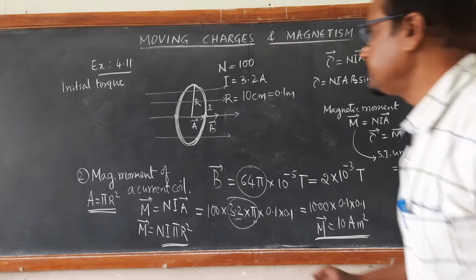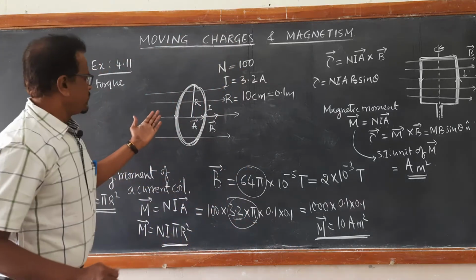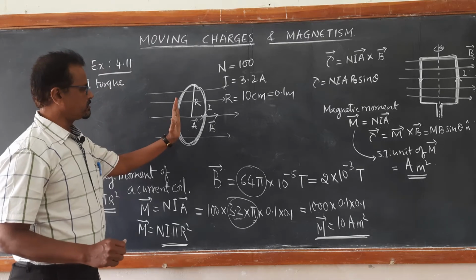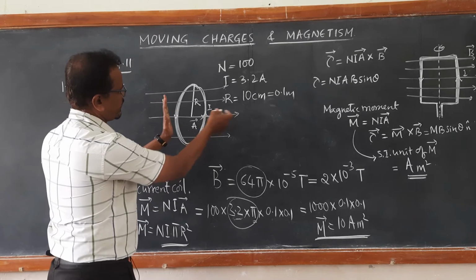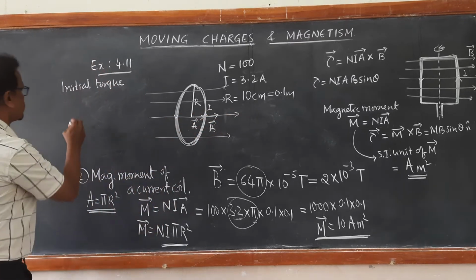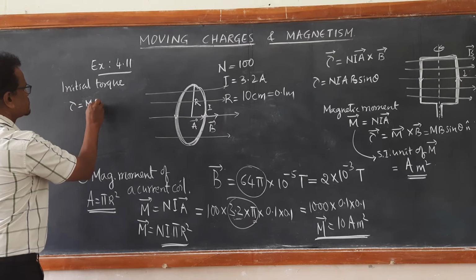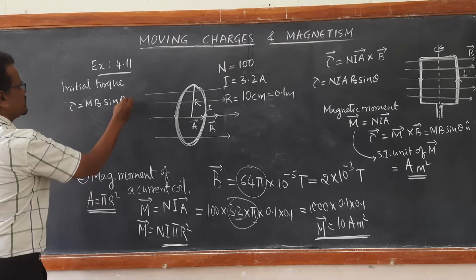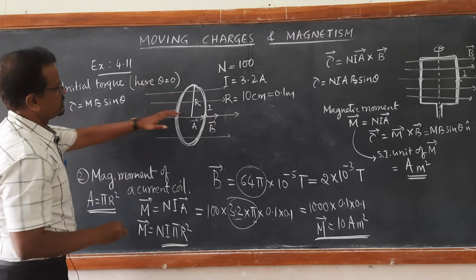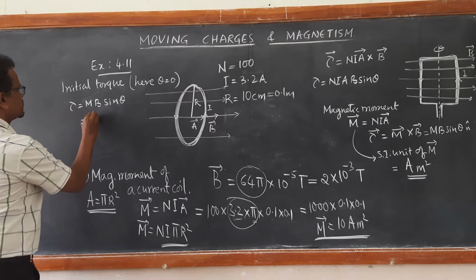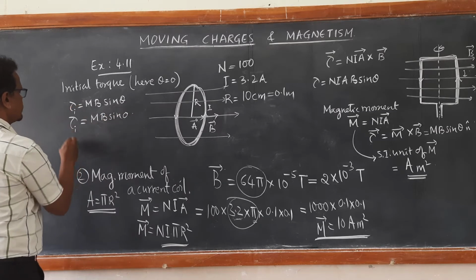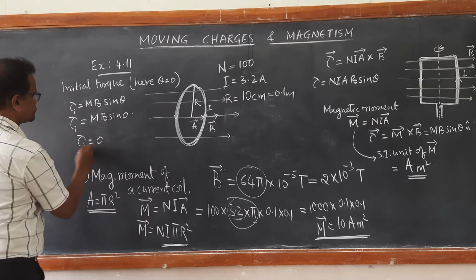You can see here I am calculating the initial torque when the plane of the coil is such that its area vector and magnetic field are in the same direction. Area vector and magnetic field, if they are in the same direction, then torque tau is equal to MB sin theta. Then here theta is equal to 0. So, it becomes MB sin 0. So, the initial torque, I will write it as tau I, becomes 0.